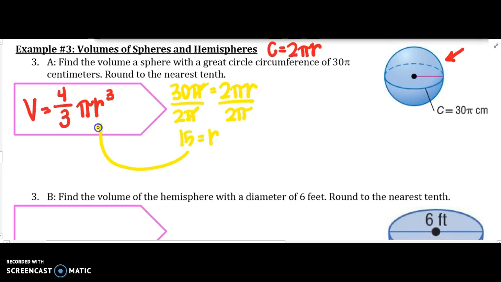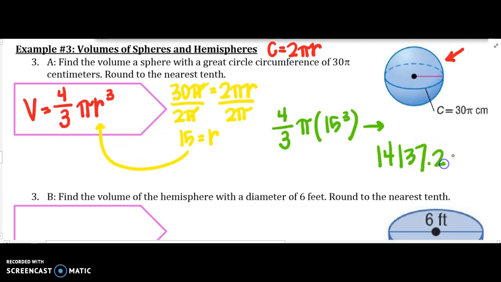So then I'm just going to plug it back in to say 4/3 pi times 15 cubed. Remember, the radius is the only thing that is cubed, and I get 14,137.2 centimeters cubed. Make sure that you are cubing those units.